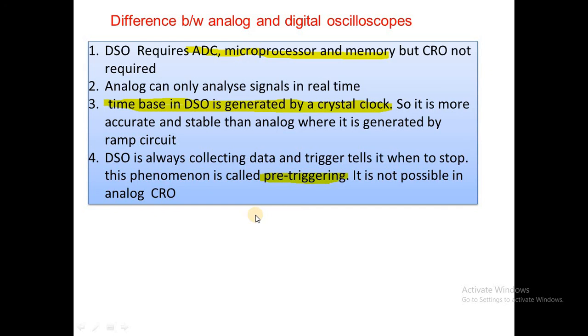A DSO is always collecting the data, and a trigger tells it when to stop. This phenomenon is called pre-triggering. Pre-triggering is possible in a DSO, whereas it is not possible in a CRO. What does pre-triggering mean? The DSO collects the data and the trigger tells it when to stop. So it actually saves time. This type of phenomenon is available only in a DSO, and it is not possible in an analog CRO. When compared to a CRO, it has more advantages.